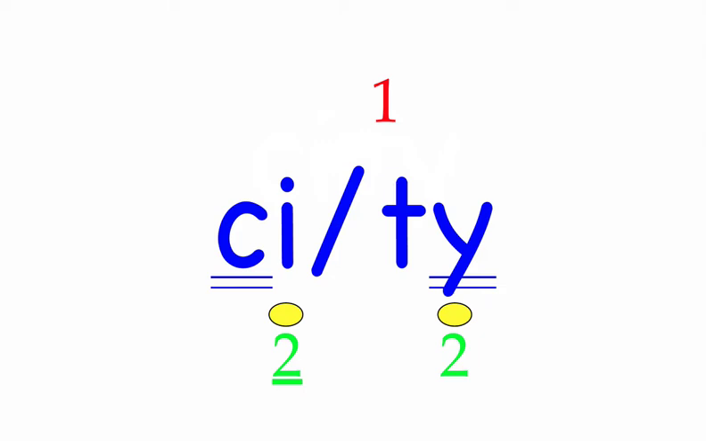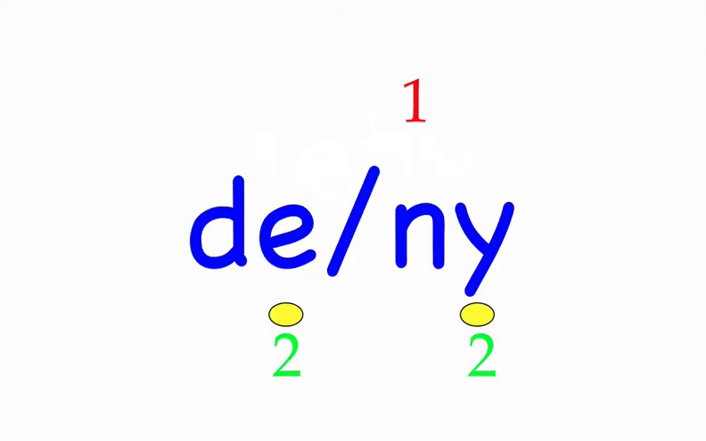Row 5, deny. I deny everything. Deny. De has 2 sounds: D, E. Nigh has two sounds: N, I. Deny. Mark the word. Here again, Y is at the end of two syllables. However, it's representing the long I sound, so no special mark is made to that letter.